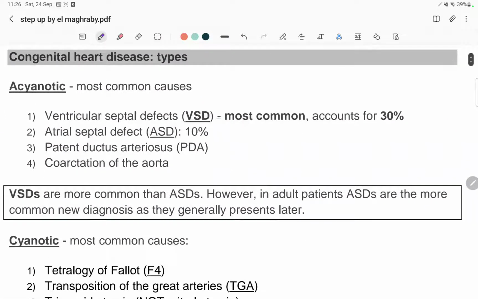The congenital heart diseases are of types, like acyanotic is mostly VSD, which is most common, accounting for 30%, ASD 10%, PDA, coarctation of aorta. VSDs are more common than ASD in children. In an adult patient, ASDs are more common. New diagnosis generally presents later.